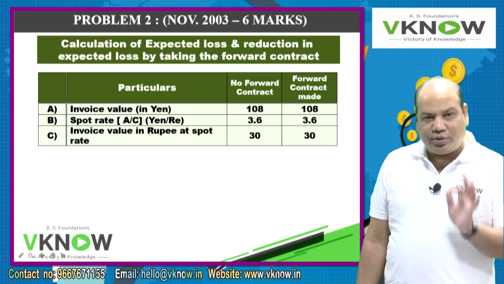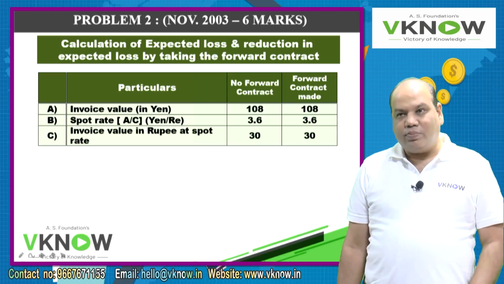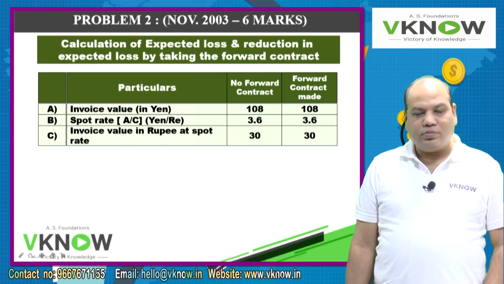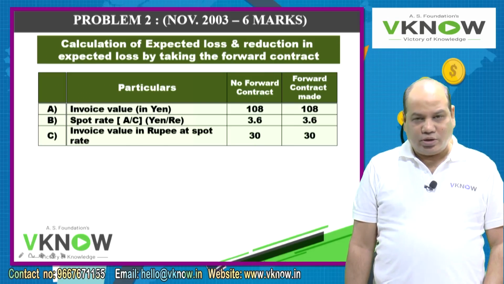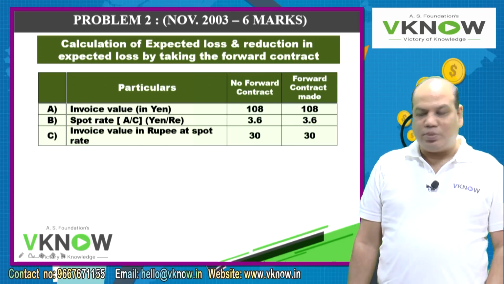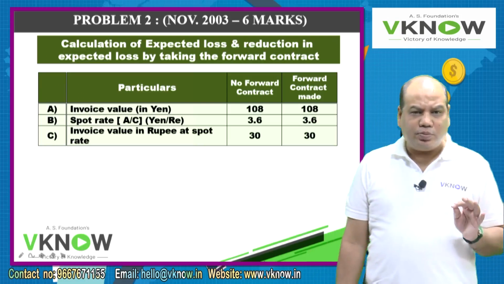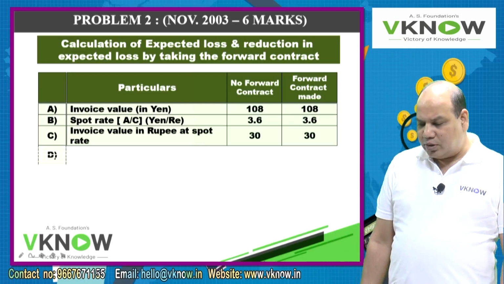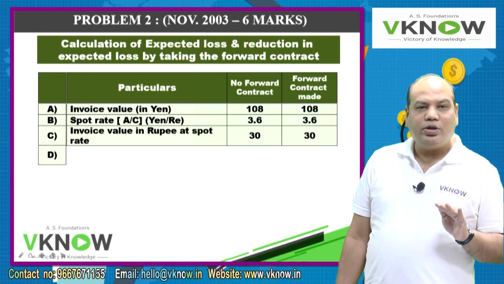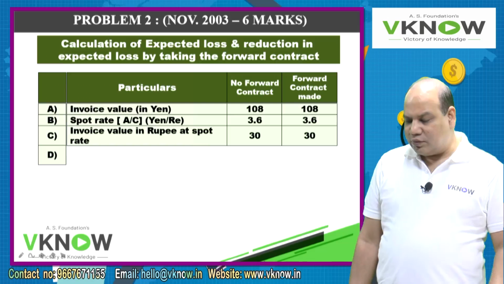Now you come to point number B, where you have written spot rate. In bracket write yen per rupee. Then write down A by C. 3.60 yen per rupee. Because in the question the forward rate was also given in yen per rupee, so I will keep the same format. If you want to write rupee per yen, you can do it, but while calculating the expected rate, divide by 0.90. Okay, then your answer will match.